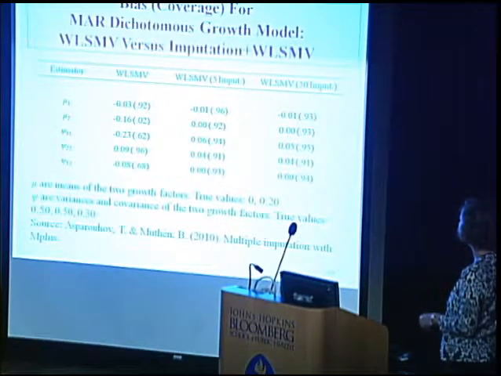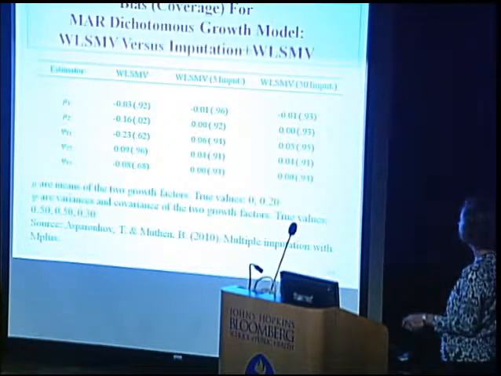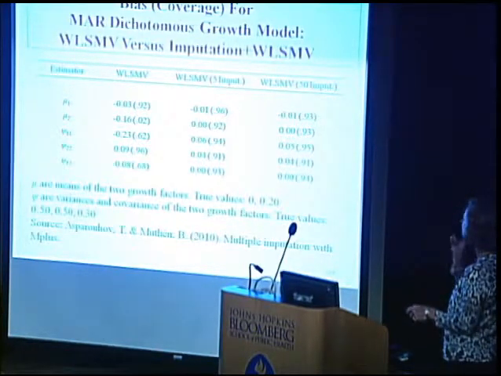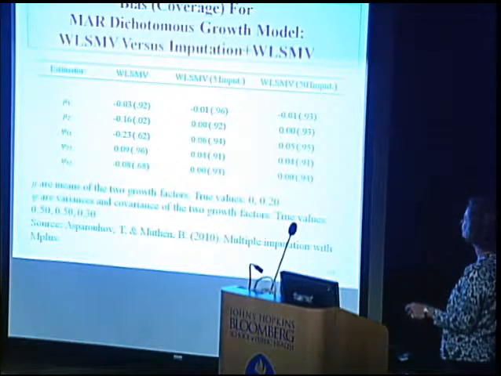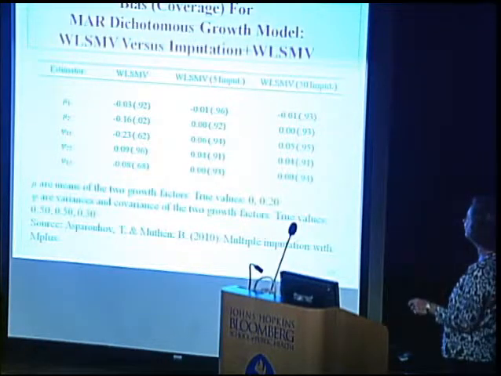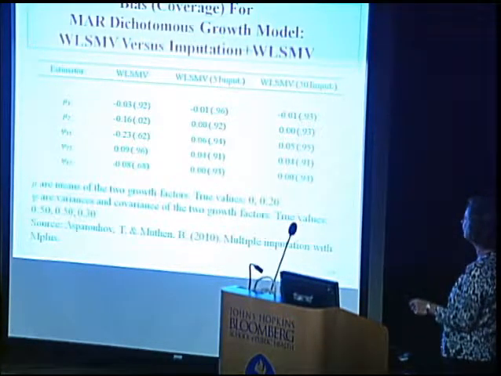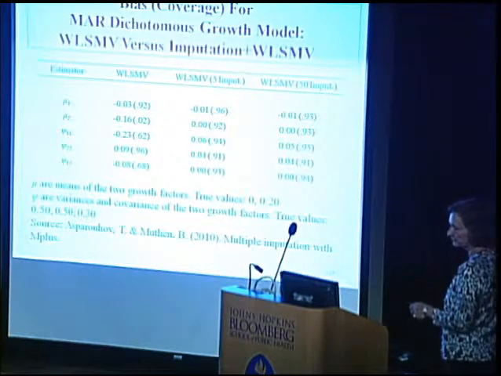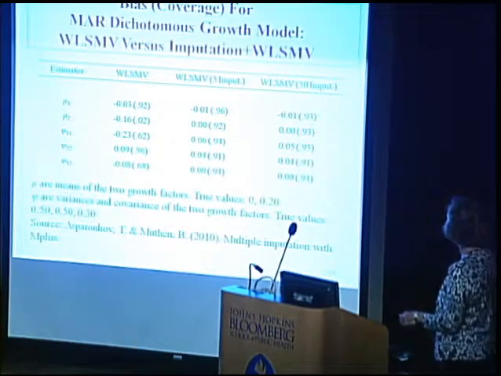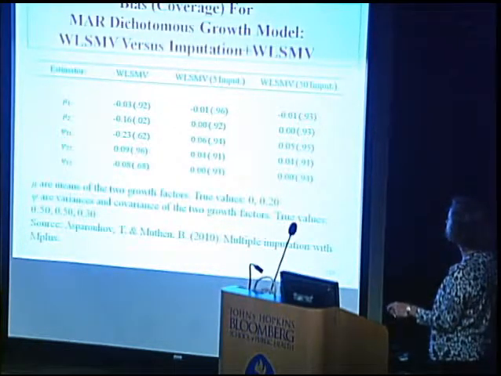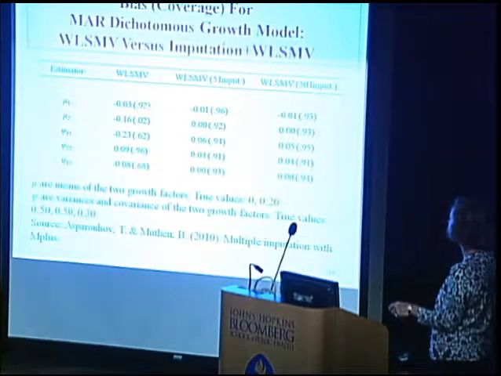And the true values in the Monte Carlo study for the other factors are 0.5, 0.5, and 0.3 for the last one. The second column shows just using regular WLSMV, regular missing data handling. And here is WLSMV using 5 imputed data sets, and then WLSMV using 50 imputed data sets. So like I said, let's just look at the first parameter. It should be 0. And then in parentheses is coverage. We know we want that to be 95.